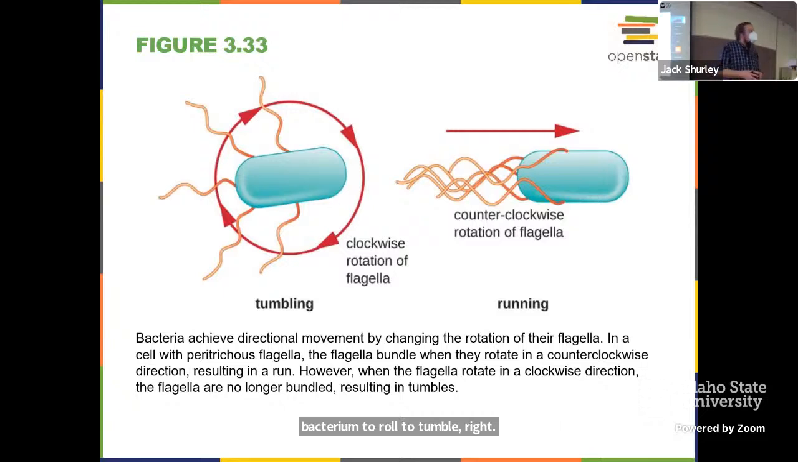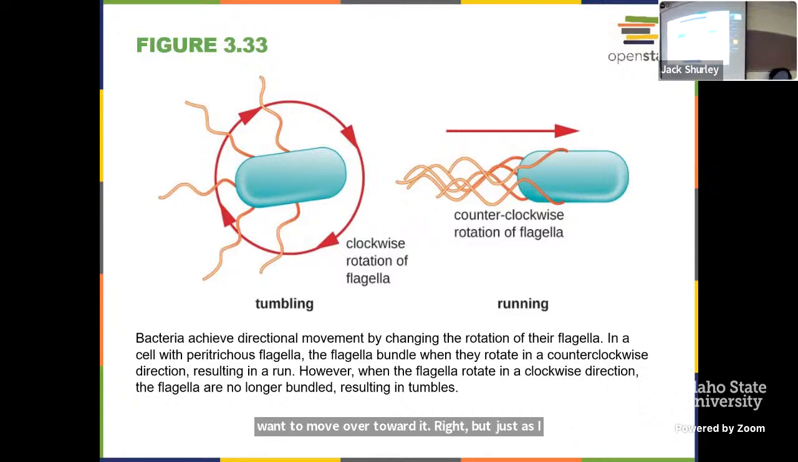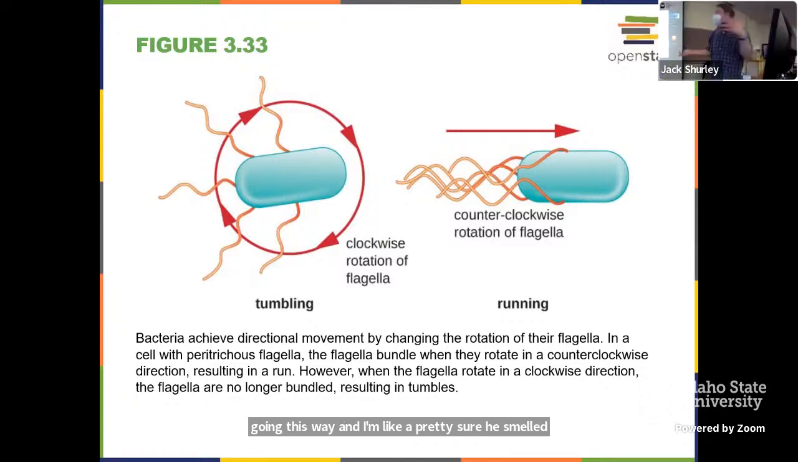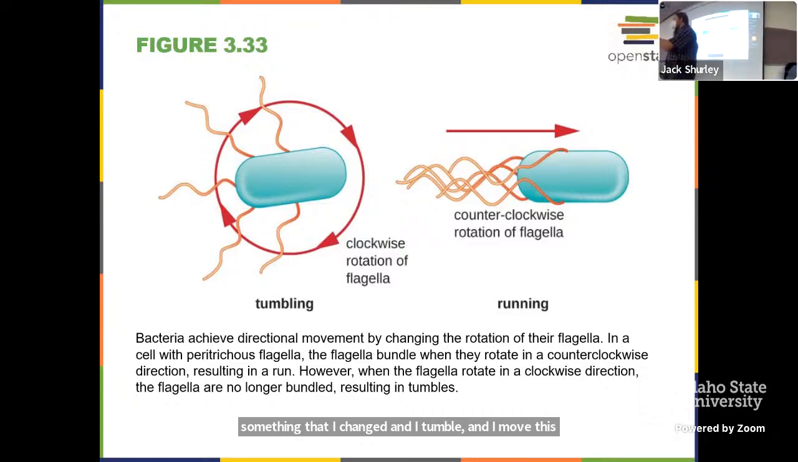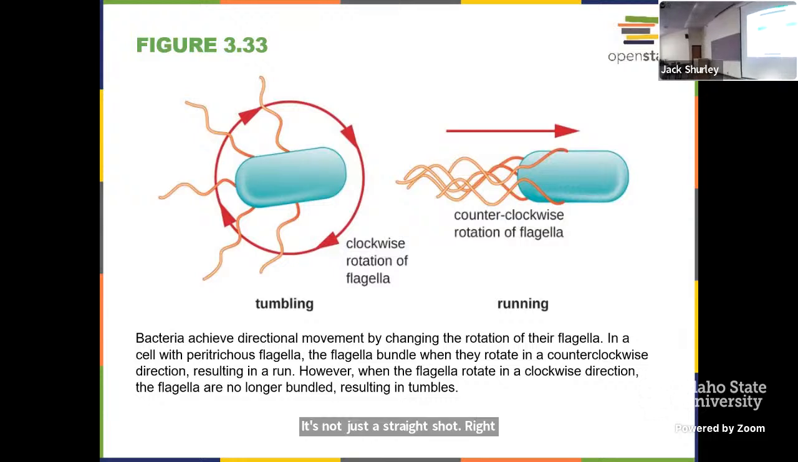They move by chemotaxis. They sense or smell, if you will, some sort of substance or foodstuff, and they want to move over toward it. But they don't start moving directly there, that's not what a bacterium is going to do. I might start off going this way, and I'm like, I'm pretty sure I smelled something. Then I change, and I tumble, and I move this way, and I tumble, and then finally I start on that right trajectory. But I'm probably going to do a couple more tumbles. It's not just a straight shot.